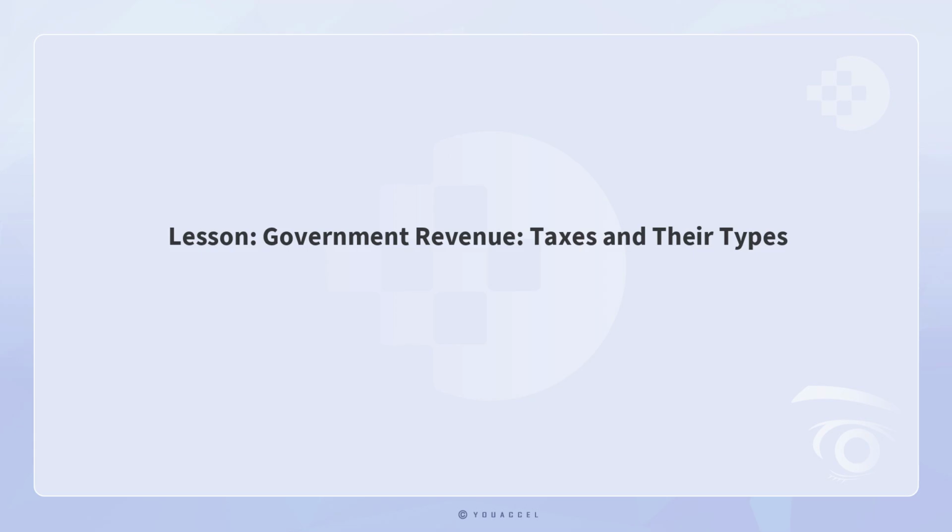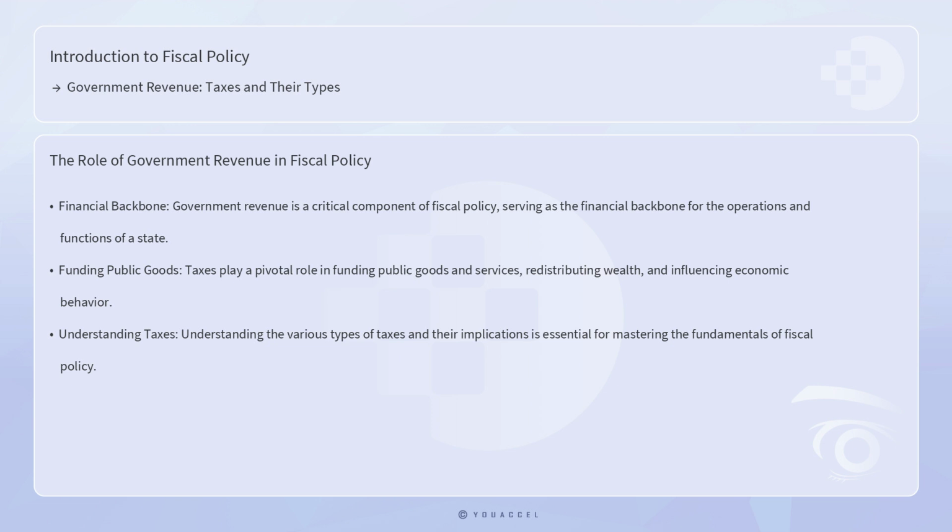Lesson: Government revenue, taxes and their types. Government revenue is a critical component of fiscal policy, serving as the financial backbone for the operations and functions of a state. Taxes, as one of the primary sources of government revenue, play a pivotal role in funding public goods and services, redistributing wealth, and influencing economic behavior. Understanding the various types of taxes and their implications is essential for mastering the fundamentals of fiscal policy.